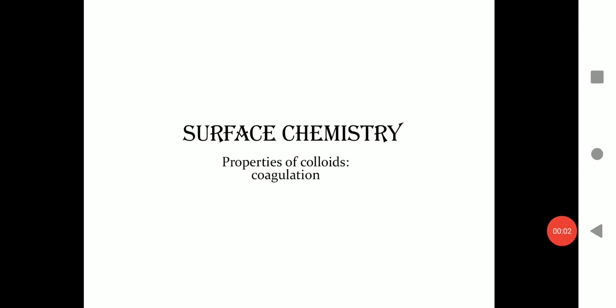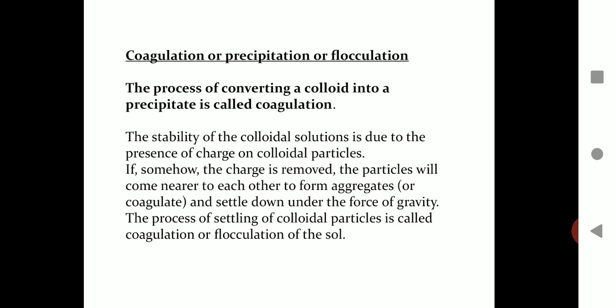In this video, we are going to talk about coagulation, which is one of the properties of colloids. Now, what is coagulation? Coagulation simply means the process of converting a colloidal solution into a precipitate. Now, the stability of the colloidal solution is because of the charge which is present on the colloidal particles. Some colloidal particles are positively charged, some are negatively charged.